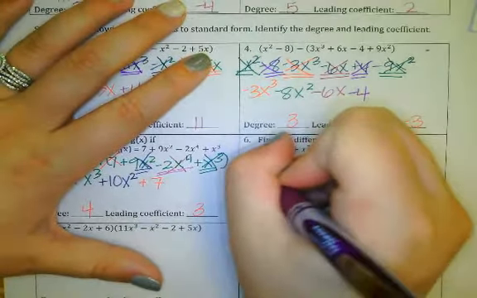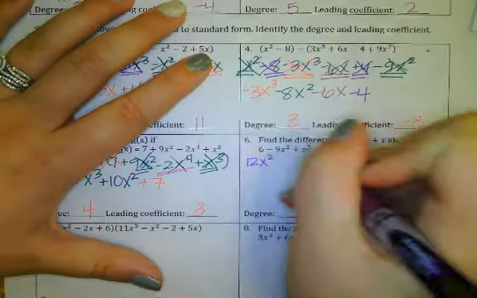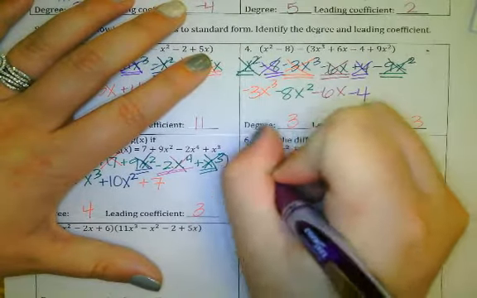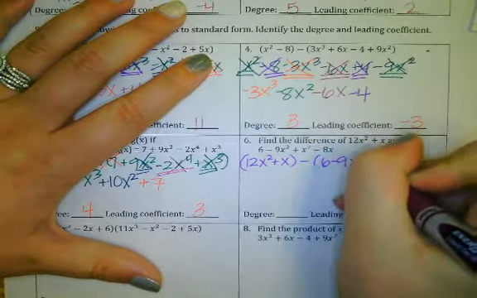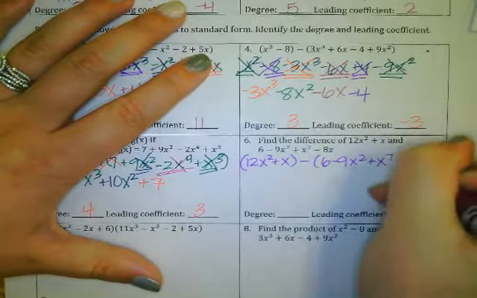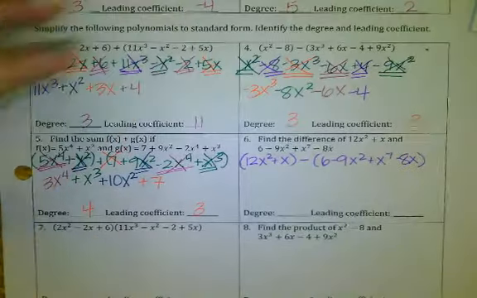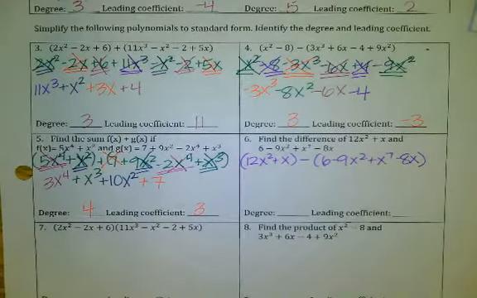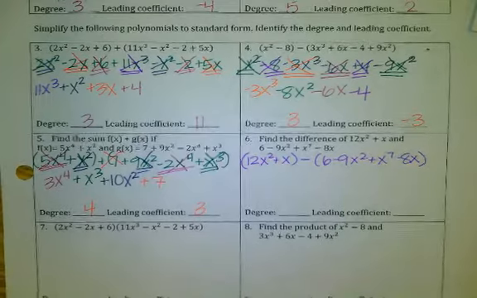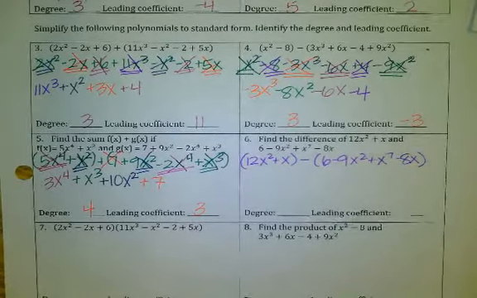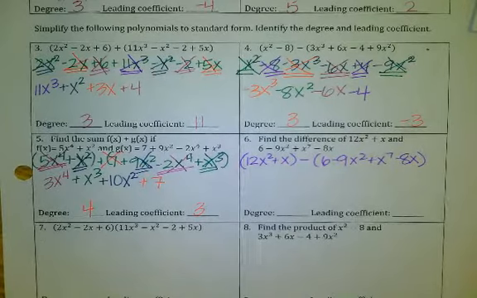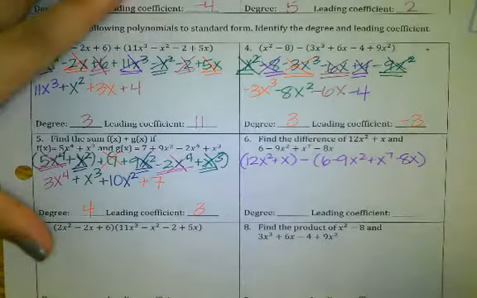So it's going to be 12x squared plus x minus 6 minus 9x squared plus x to the 7th minus 8x. So I'm taking my first polynomial, subtract my second polynomial. Okay, so when it says to find the difference, you're just writing it in the order that you see it. Okay, when I rewrite this, you guys help me out.